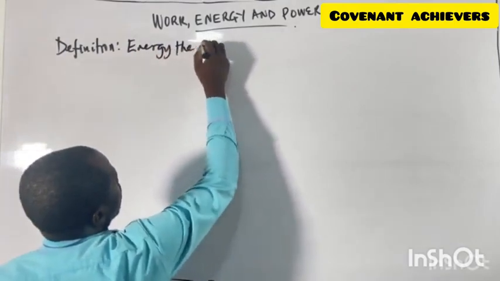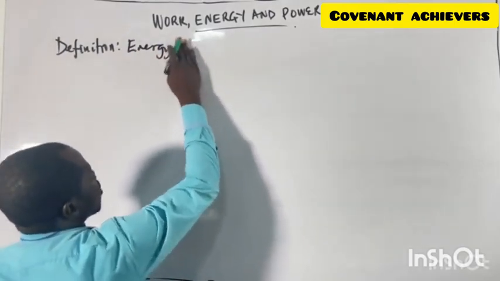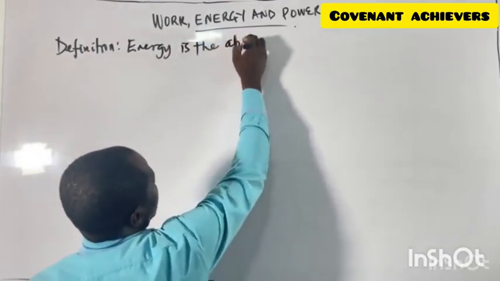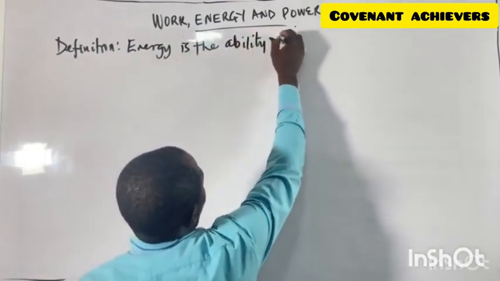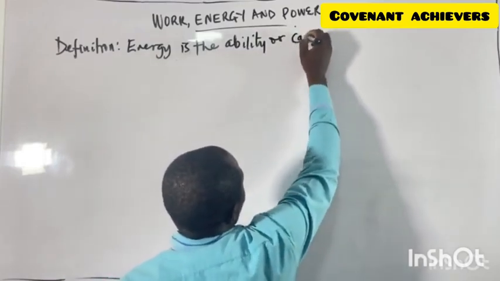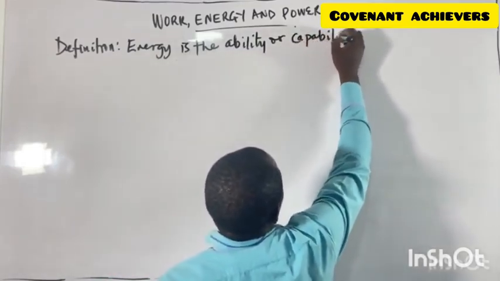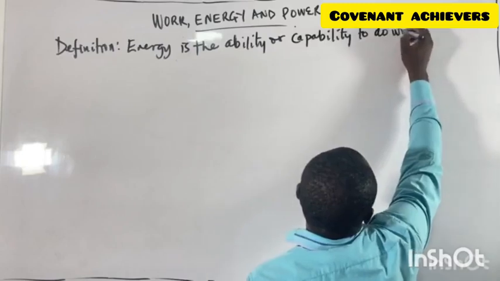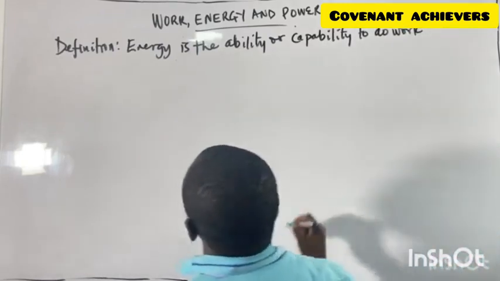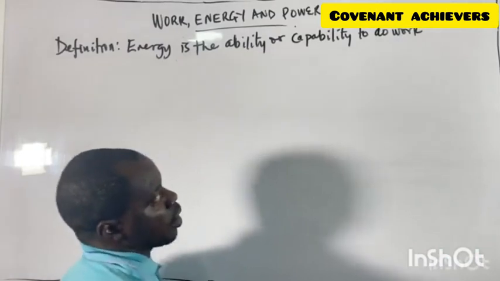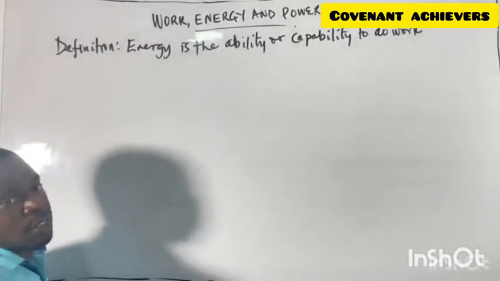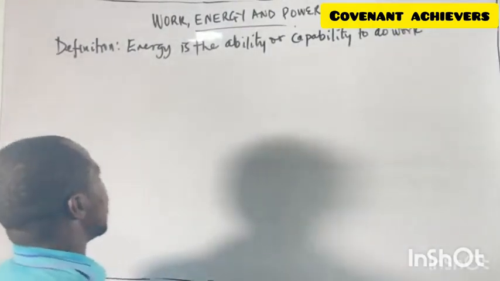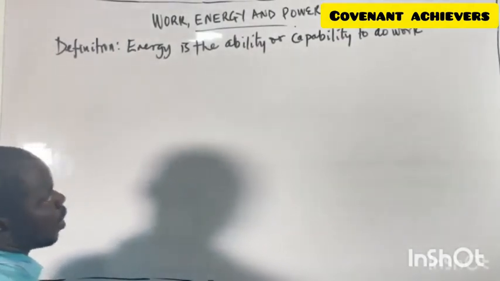Energy is the ability or capability to do work. So when we talk about energy, it can be defined as either the ability to do work or the capability to do work. And that is what we can define as energy.